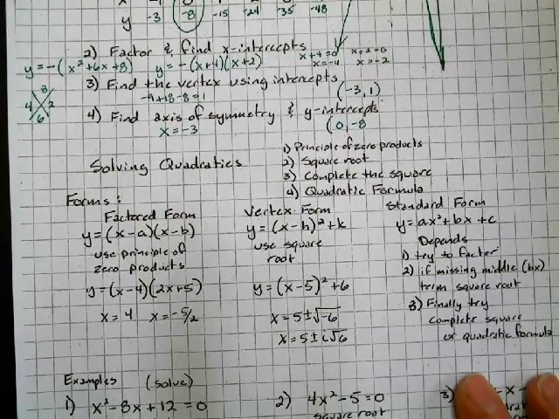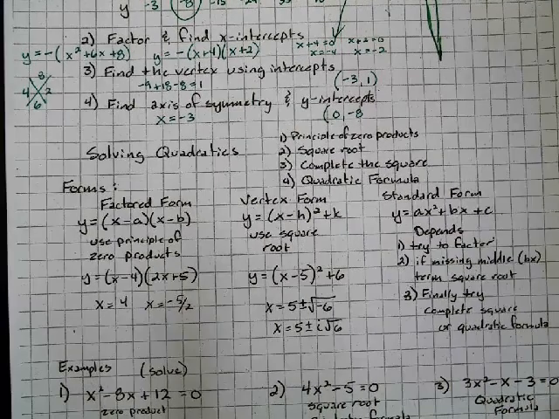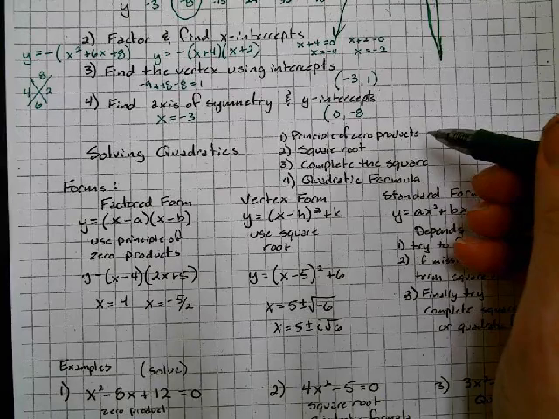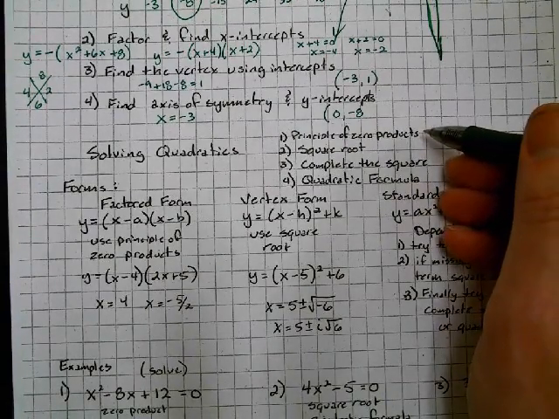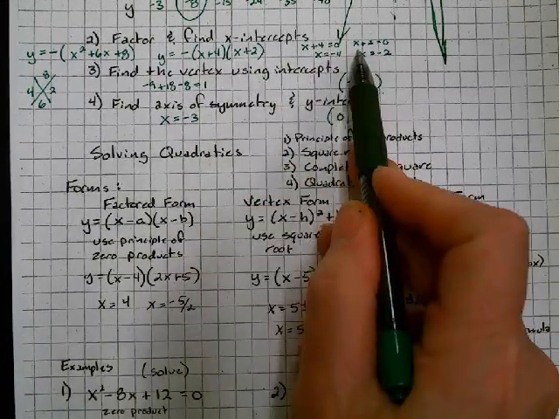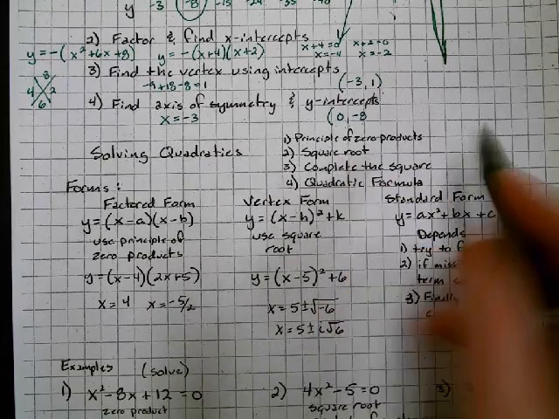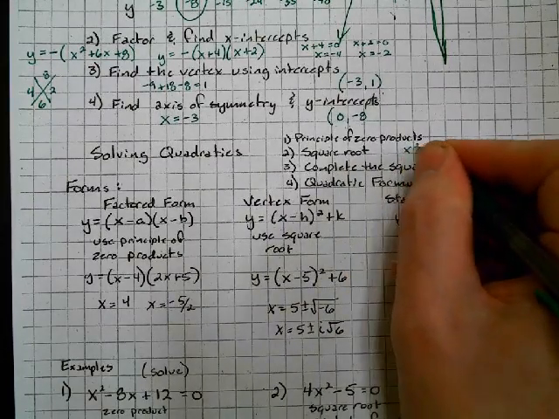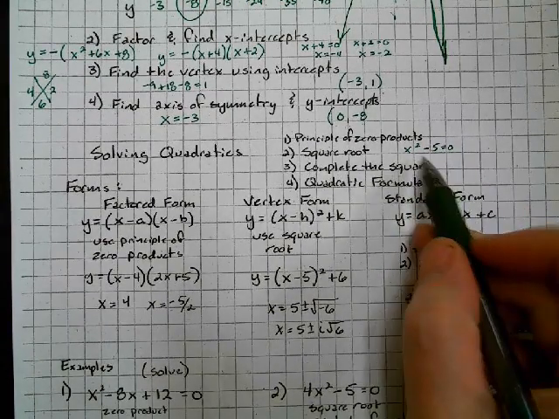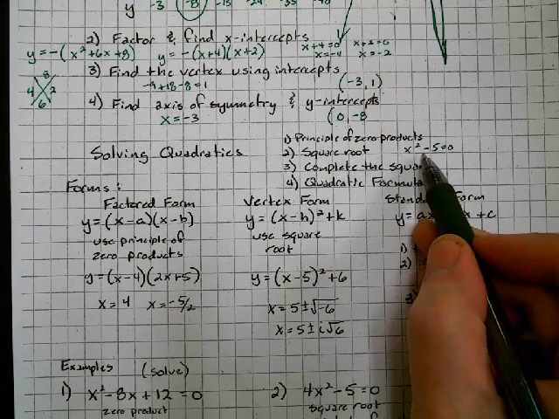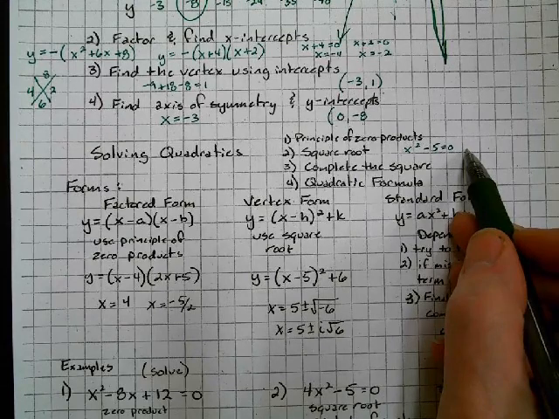So when we're solving our quadratics, we're finding our x-intercepts. Okay, and there were 4 different ways that we found how to solve it. The principle of zero products, that's where you factored it and set them equal to 0, kind of like what we did up here. The square root method, that's when you're missing the middle term. So like if you had x squared minus 5 equals 0, we're missing that x term in the middle. So what we would do is just add 5 to both sides and then take the square root of both sides to solve it.